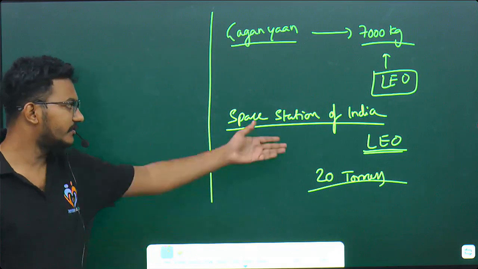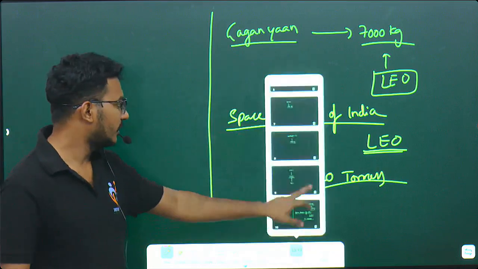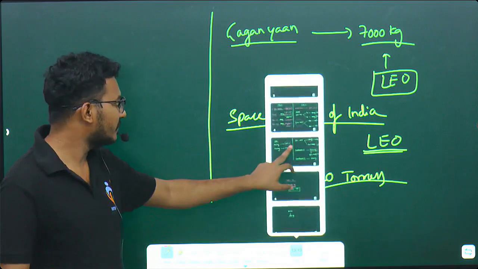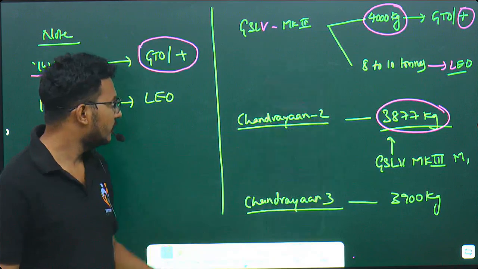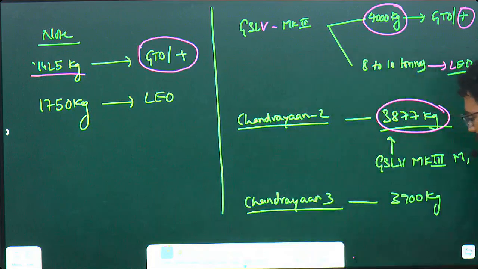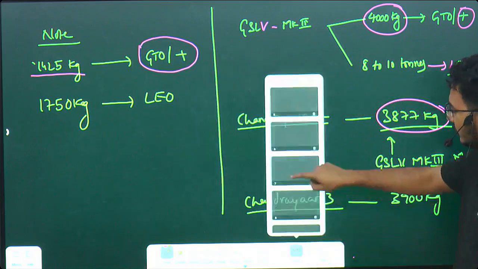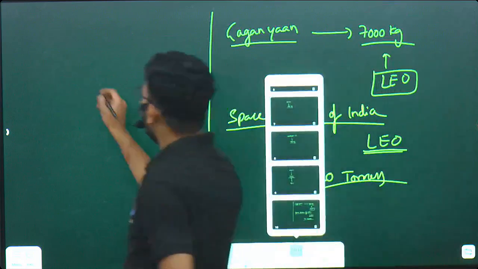So obviously which vehicle will we be using? GSLV Mark 3. But the thing here is the maximum capacity of GSLV Mark 3 is 10 tons. So what we'll be doing is, now recently we have seen a machine which is in news, which is SpaceX.